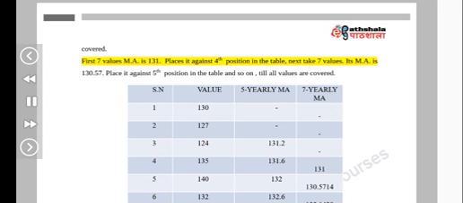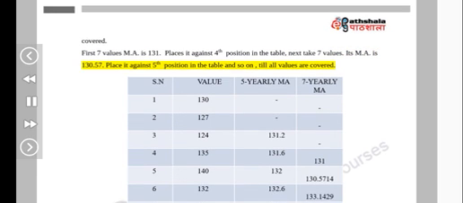First 7 values MA is 131. Place it against the fourth position in the table. Next take 7 values. Its MA is 130.57. Place it against the fifth position in the table and so on, till all values are covered.